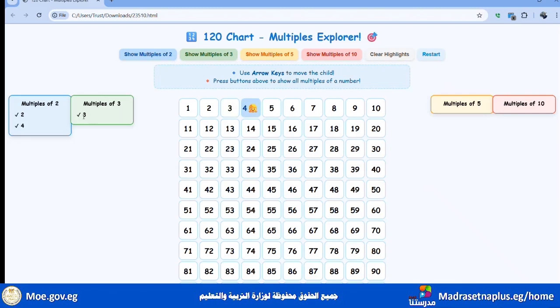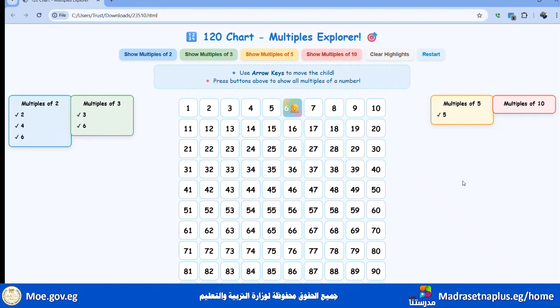Another step. Number 4. Number 4 is a multiple of 2. Another step. 5. Look on the right. We get multiples of 5. Number 5 appears here. That means 5 is a multiple of 5. Another step. 6. 6 appears in multiples of 2 and multiples of 3. Look at 6 here and there. That means 6 is a multiple of 2 and a multiple of 3 at the same time.